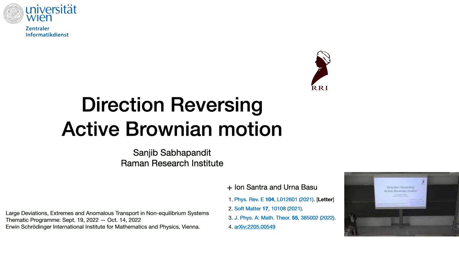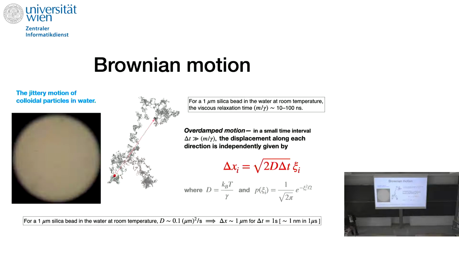Okay, so let me start with something very basic, which we all know. If you take a colloidal particle, which is about a micron size particle, like in the lab, for example, a polyester bead, and put it in water, it has this jittery motion.